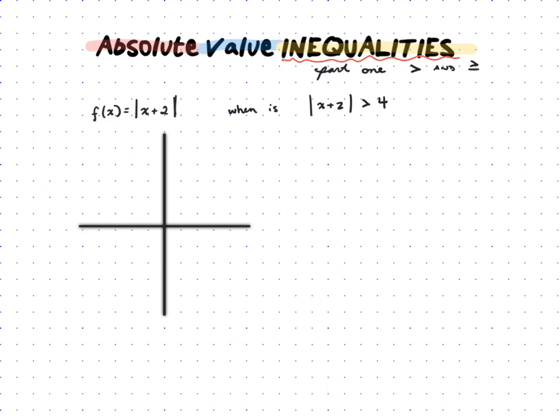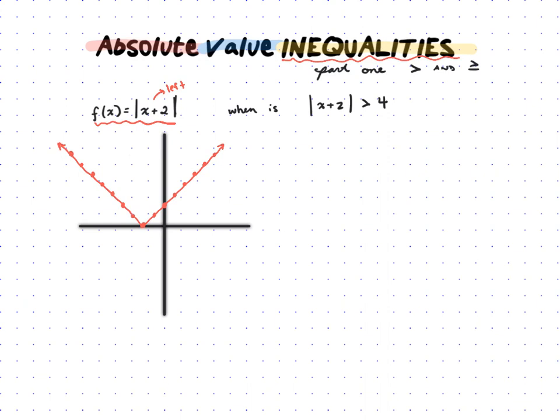So first I want to do some background. This isn't like the mechanics of the problem, but just why the answers are going to look the way they do. So the first thing I'm going to do is graph this function, absolute value of x plus 2. So the parent function is absolute value, and this plus 2 says to take that and shift it to the left 2 units.